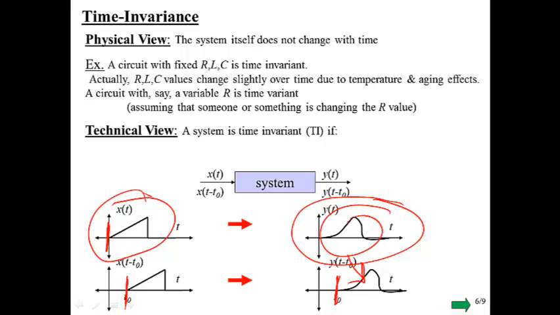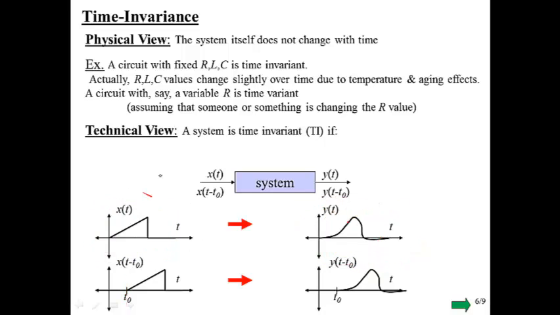Now, again, just like for linearity, it's not enough to show that this holds for some specific input and for some specific amount of shift. You have to show that it holds true for any input with any amount of shift. Mathematically, it's pretty hard to prove this, but for the most part, we can look at our physical systems and say, okay, I'm not going to tweak that resistor. I'm not going to sit there and change that as time goes on. Therefore, my system should be time invariant.